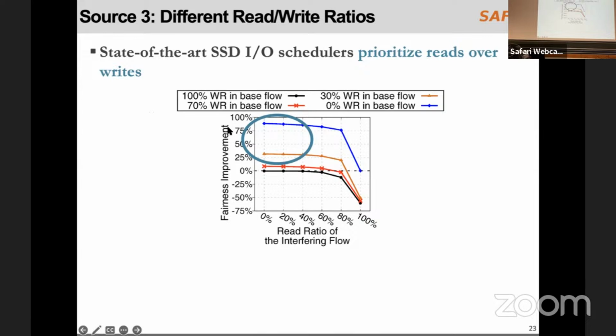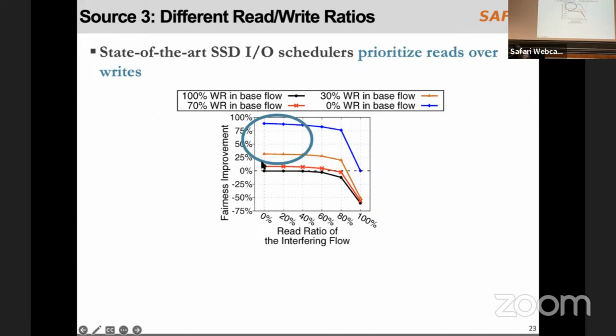So we have 4 different base flows here, you can see, and each of them has a different write ratio. When we have a 100% write ratio in the base flow, which is the black plot here, it means that there is no read request for that base flow. And we also have the interfering flow, for which we increase the read ratio. So when the interfering flow has 100%, it means that all the requests are reads.